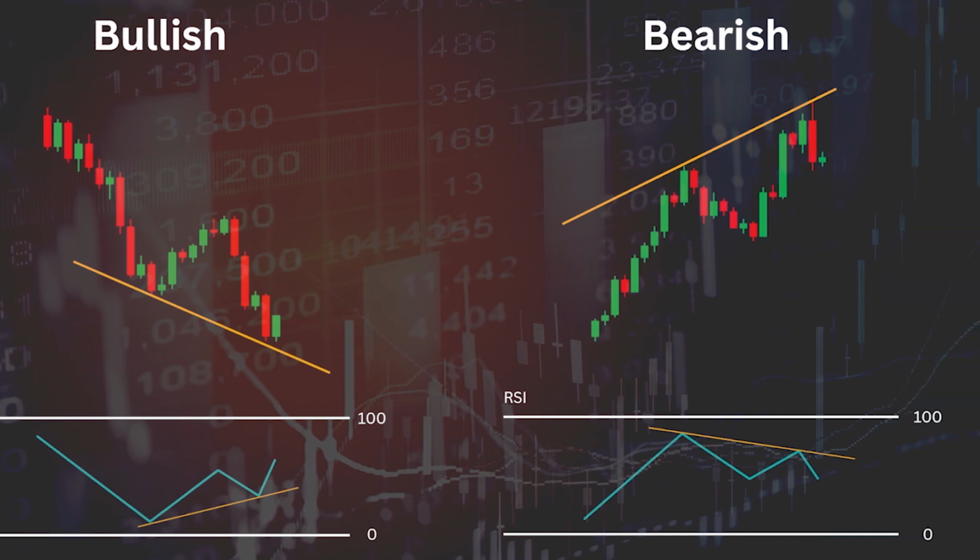Bearish divergence is the opposite. It happens when the asset's price makes a new high, but RSI doesn't reach a new high with it. In this case, price is rising, but the RSI isn't showing the same strength, which can mean that buying momentum is fading, and a reversal to the downside might follow.